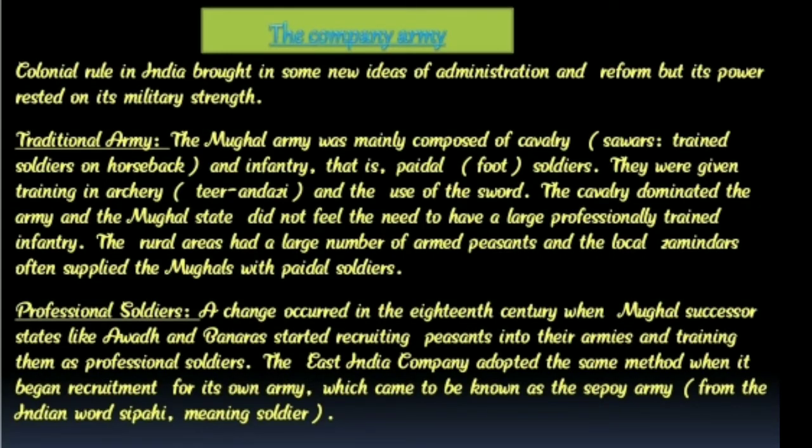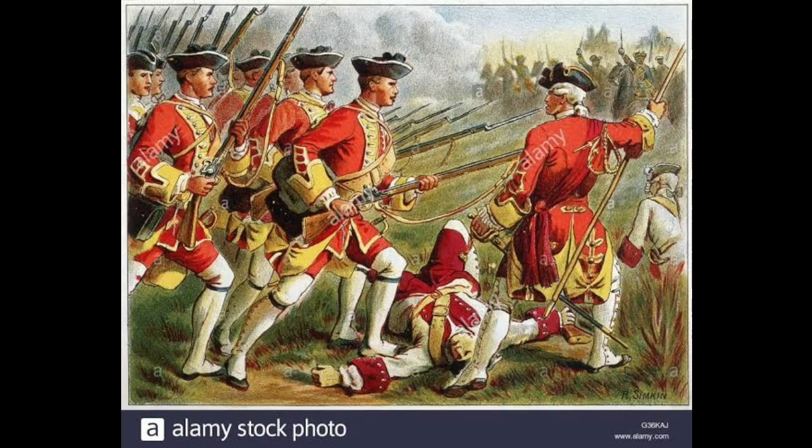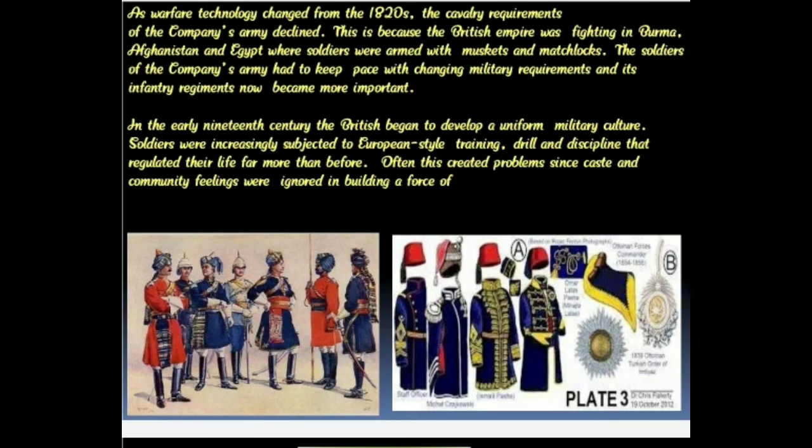Next topic is about the company army. The colonial rule in India brought in some new ideas of administration and reform, but its power rested on its military strength. The Mughal army was mainly composed of cavalry, sawars, trained soldiers on horseback, and infantry, that is paidal, foot soldiers. They were given training in archery and the use of the sword. The cavalry dominated the army, and the Mughal state did not feel the need to have a large professionally trained infantry.